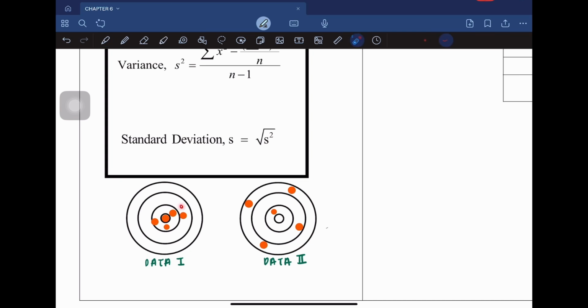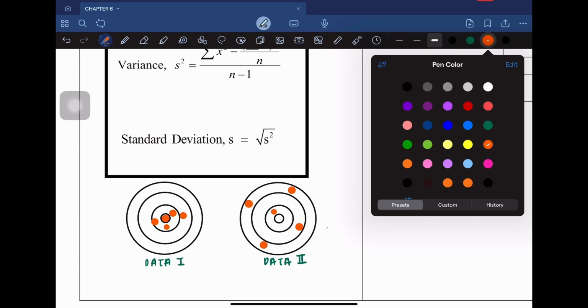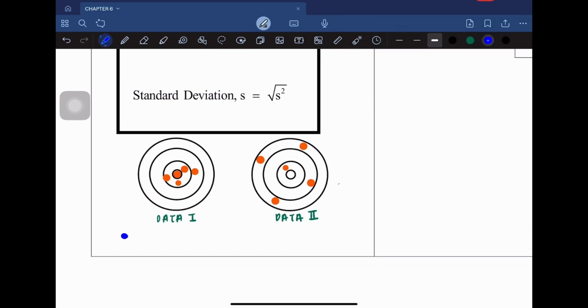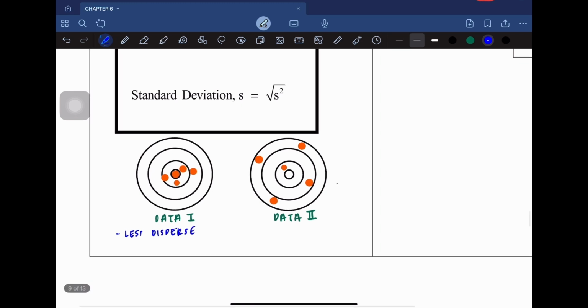Okay, so for the first round we see that data saya ataupun tembakan saya rapat to each other, ataupun dia tak berselerak sangat kan. So meaning that here my data is actually less dispersed, ataupun kurang berterabur. Less dispersed sebab dia very close to each other. And if the data is less dispersed, meaning that data satu saya adalah more consistent.